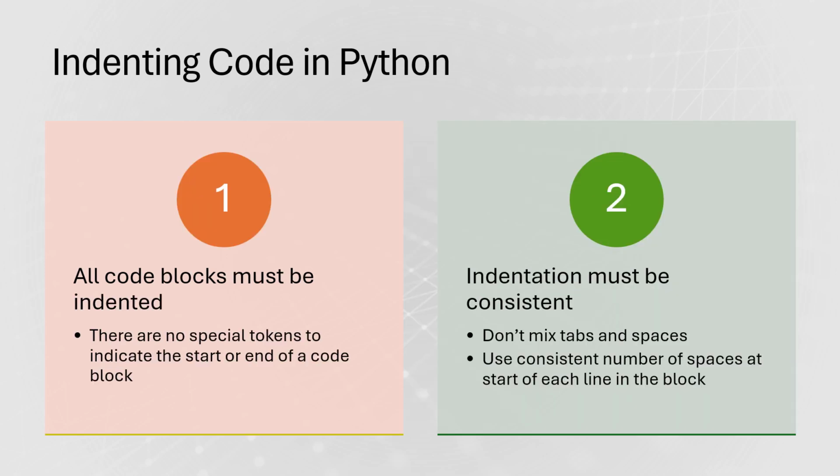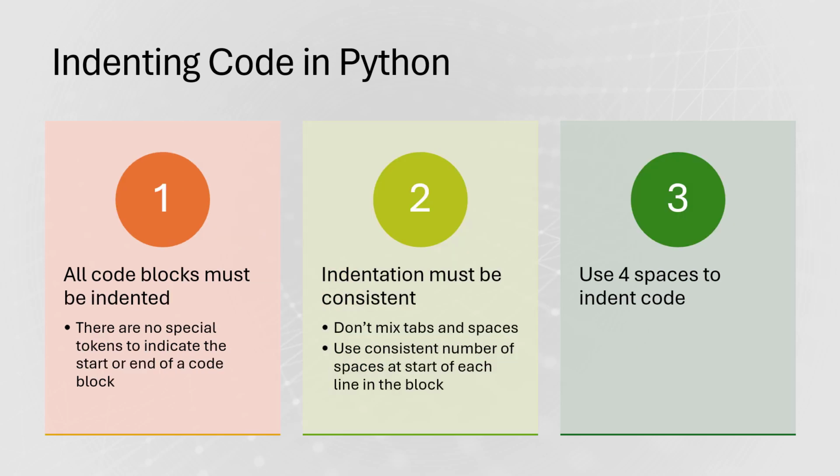So be consistent with your indentation. Don't mix tabs and spaces, and you also have to use a consistent number of spaces at the start of each indented line in the block. If there's a different number of spaces, those are recognized by Python as being separate blocks. And then finally, use 4 spaces to indent code. That's the agreed upon convention for Python.